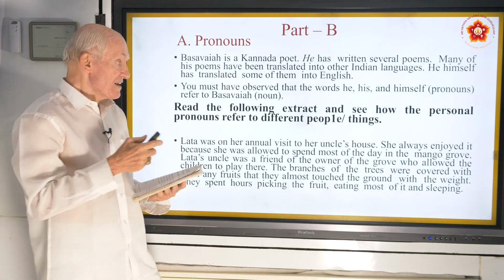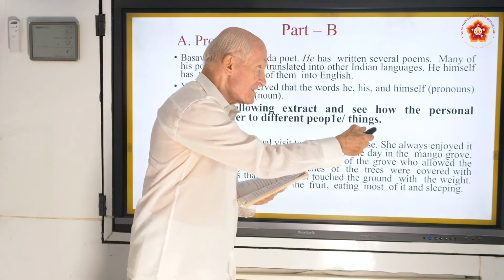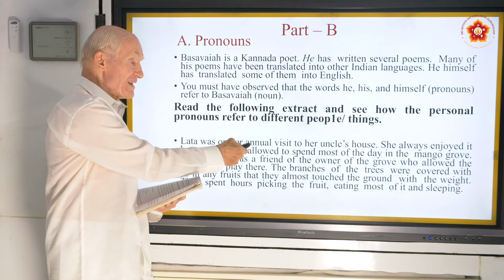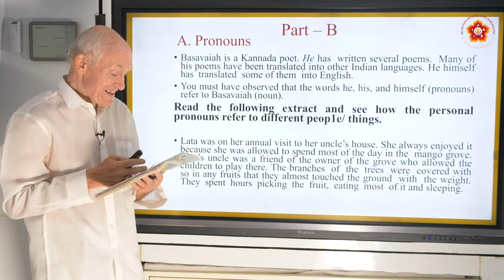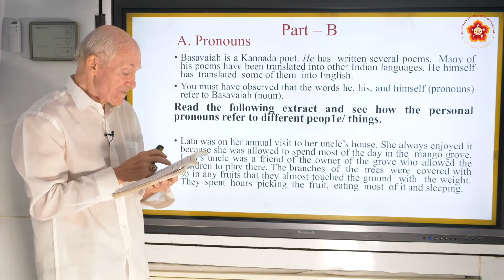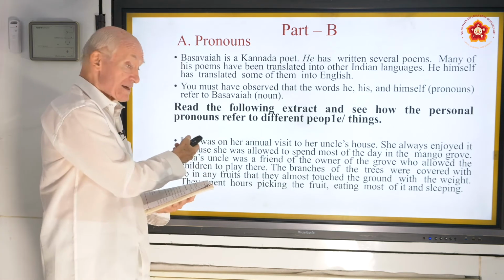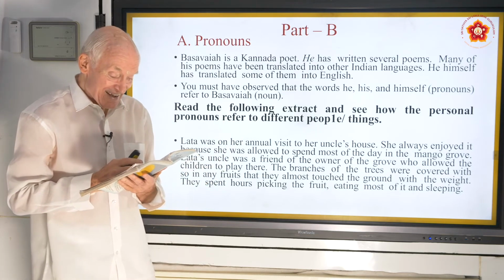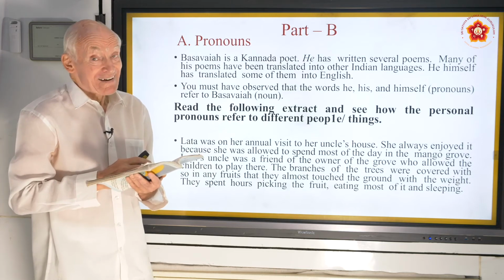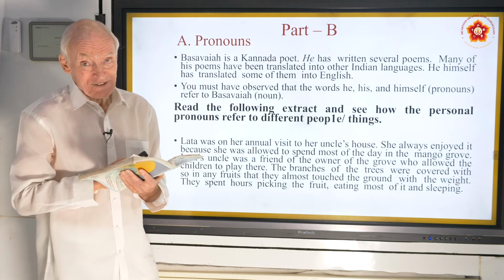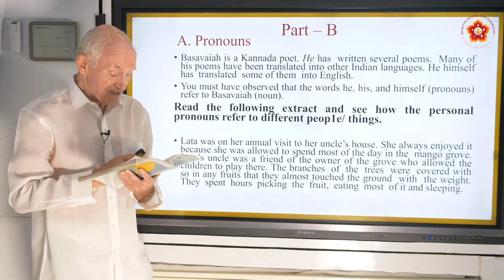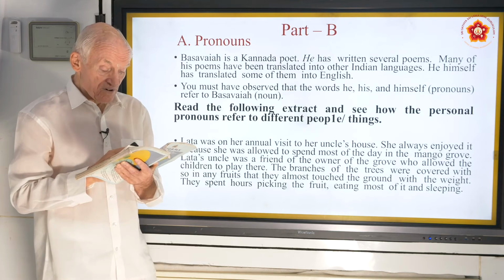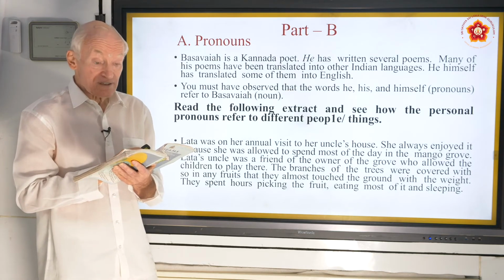She always enjoyed it. What did she enjoy? It is a pronoun for her annual visit. Okay? Because she was allowed, she refers back to Lata. She was allowed to spend most of the day in the mango grove. Everybody knows mango is the king of fruits, and you can't eat enough mangoes. They're so fantastic. Lata's uncle was a friend of the owner of the grove, who allowed the children to play there.